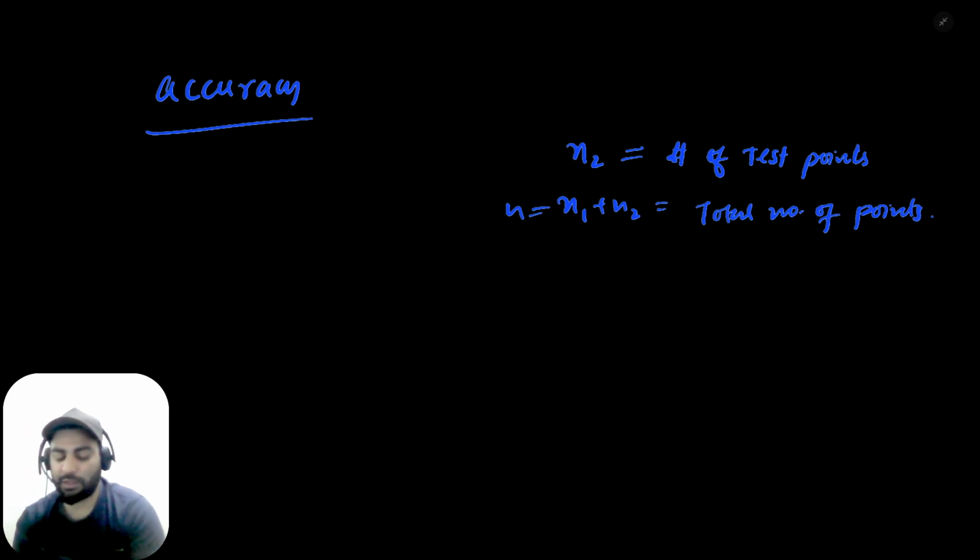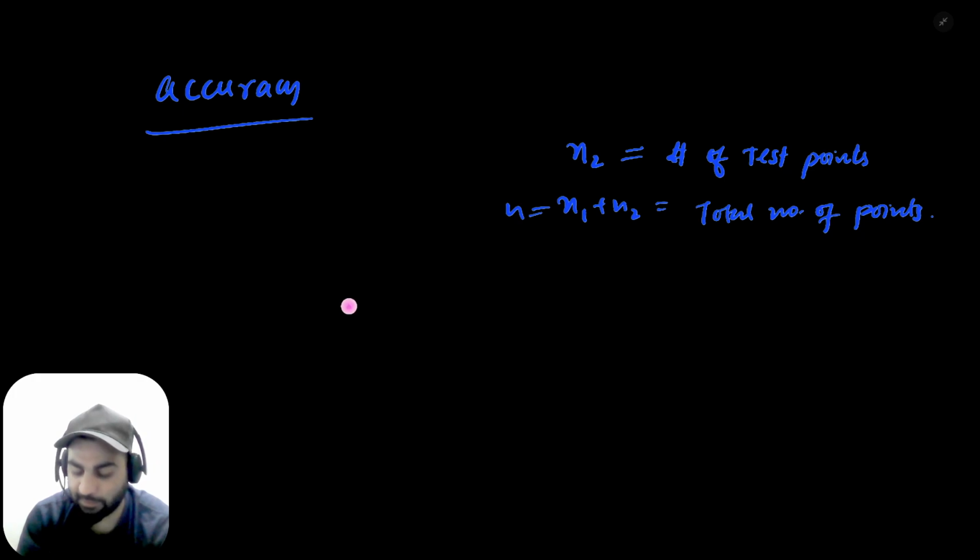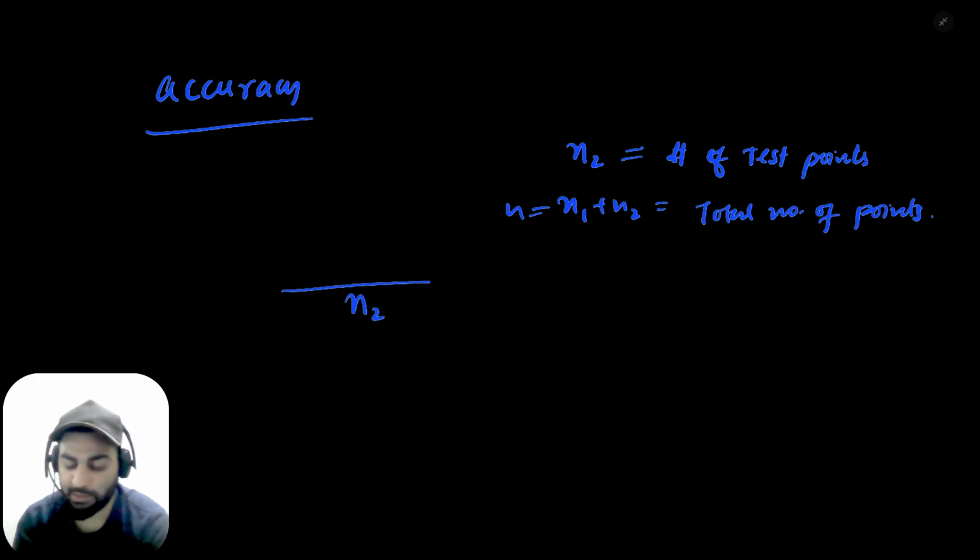If I need to see the accuracy, I'll say among the test points we had n2 points, and how many were correctly labeled. Let's suppose that the correctly labeled points were n dash. So n dash here is the number of correct predictions.